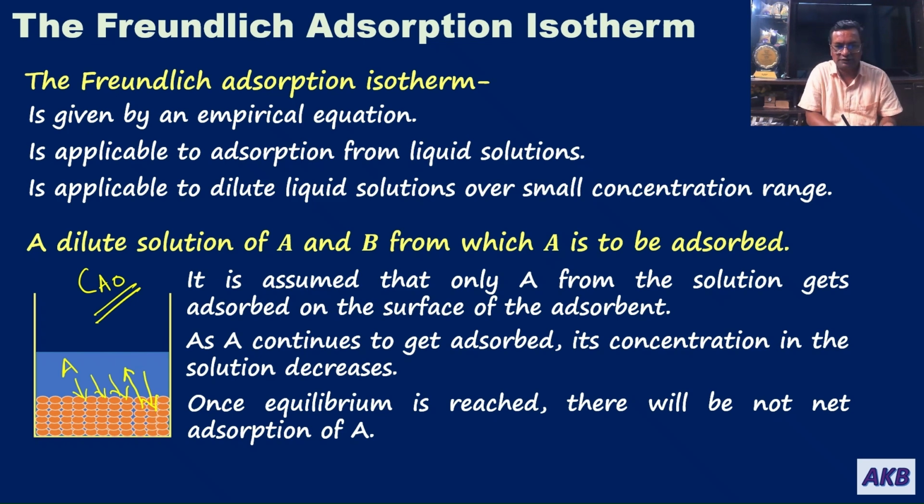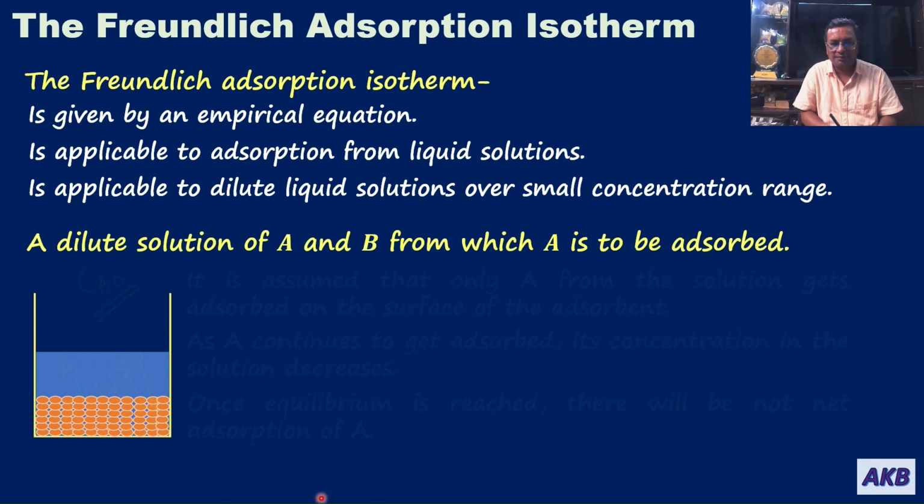So you have two processes, adsorption and desorption. At one stage, these two processes will be happening at the same rate. Once that happens, we say that equilibrium is reached. Even though A will be moving from liquid to solid phase and from solid phase to liquid phase, there will be no net adsorption of A. This is a case of dynamic equilibrium.